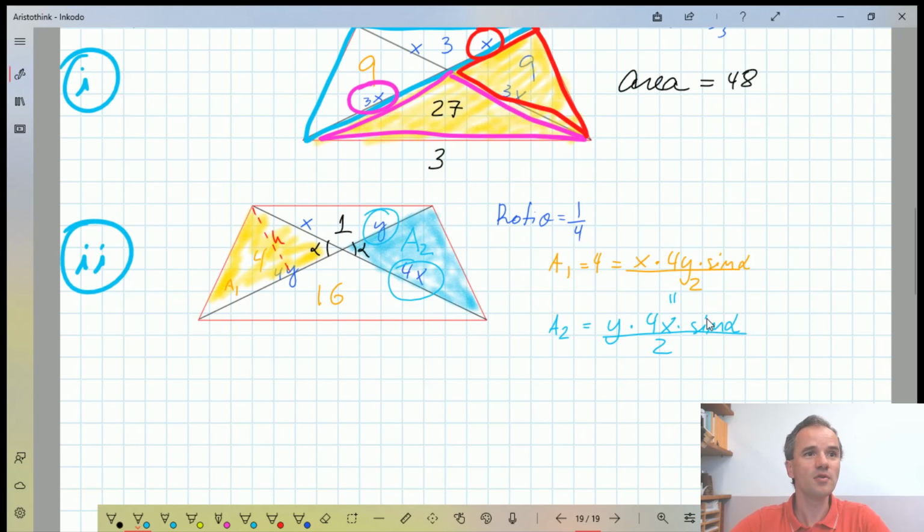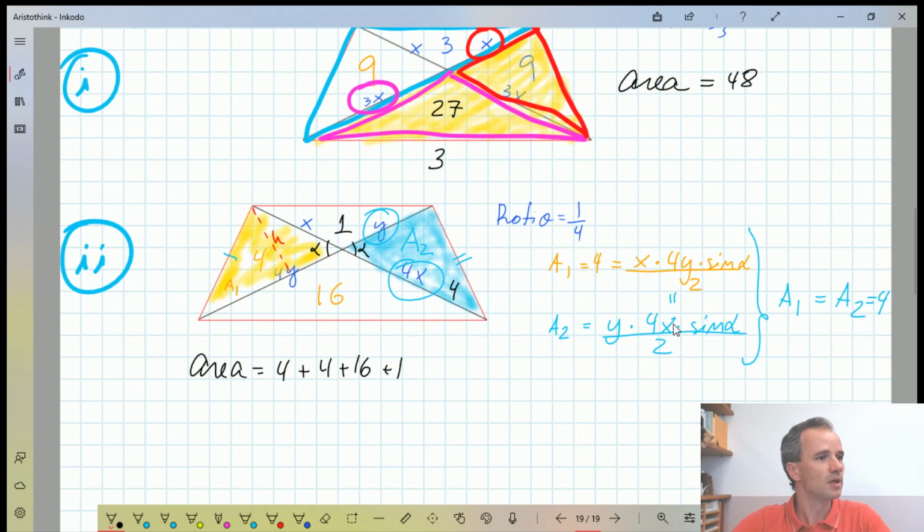Okay, so with those in mind, I can safely say that A1 equals A2, even though this could be one length and this could be different. They don't need to be the same. So clearly everything is equal to 4. So this is a 4 as well. Okay, so what is the area? So it is 4 plus 16 plus 1. This makes 20, 25, right?